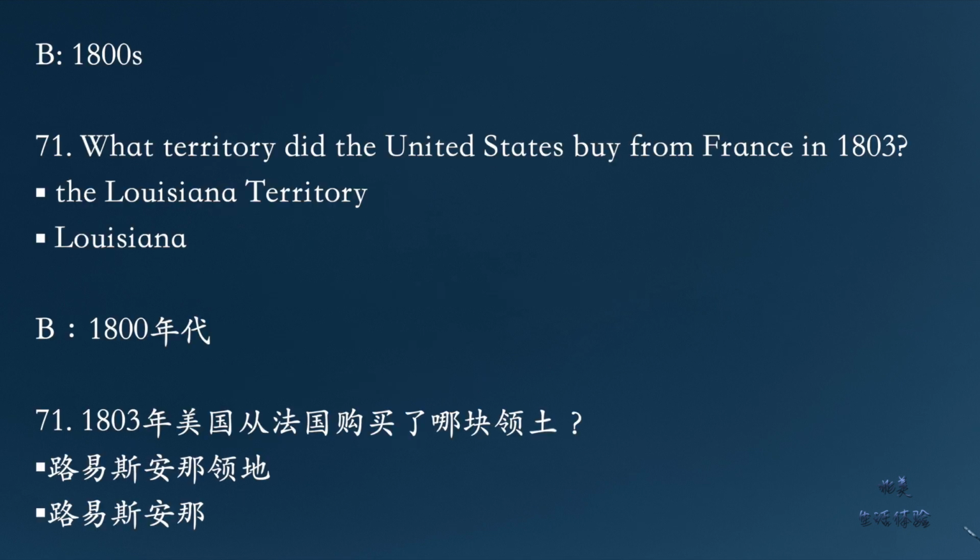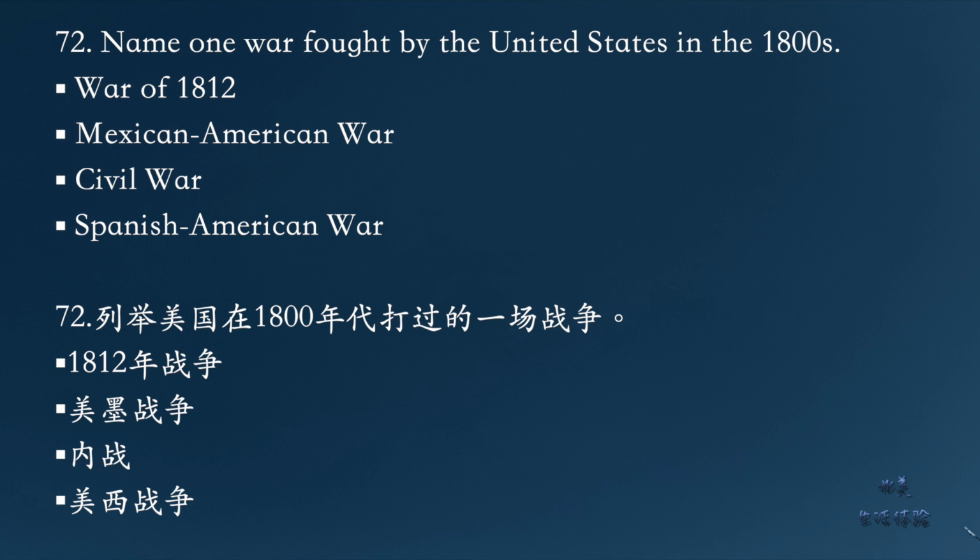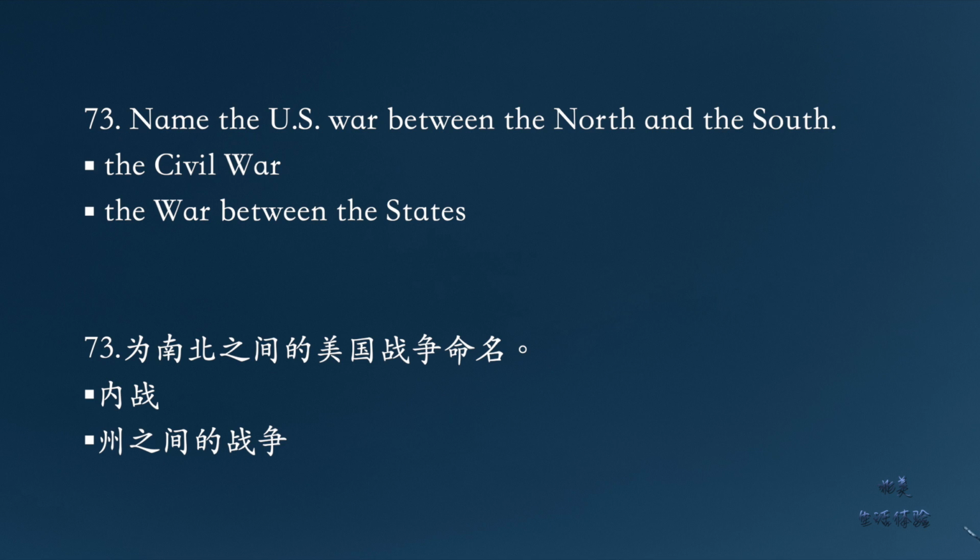B. 1800s. What territory did the United States buy from France in 1803? The Louisiana Territory, Louisiana. Name one war fought by the United States in the 1800s. The War of 1812, Mexican-American War, Civil War, Spanish-American War. Name the U.S. war between the North and the South. The Civil War, the war between the states.